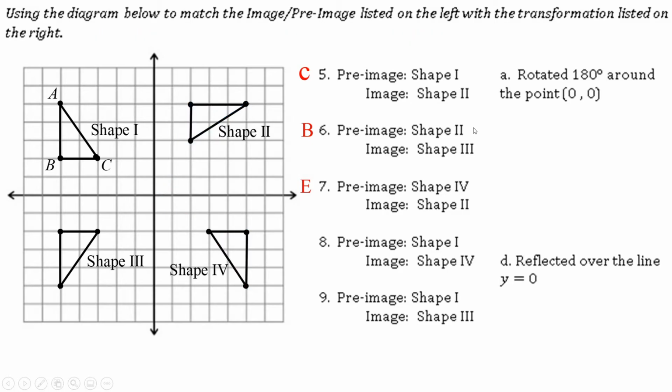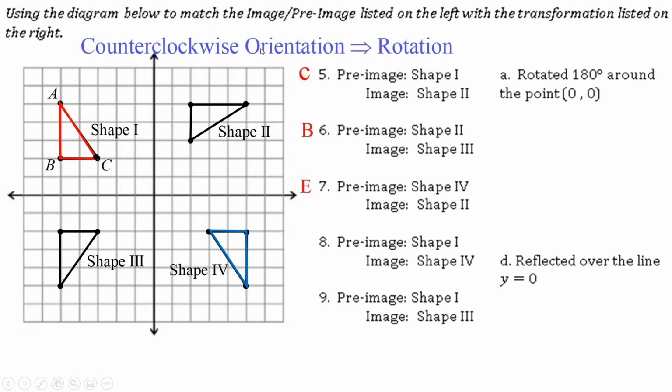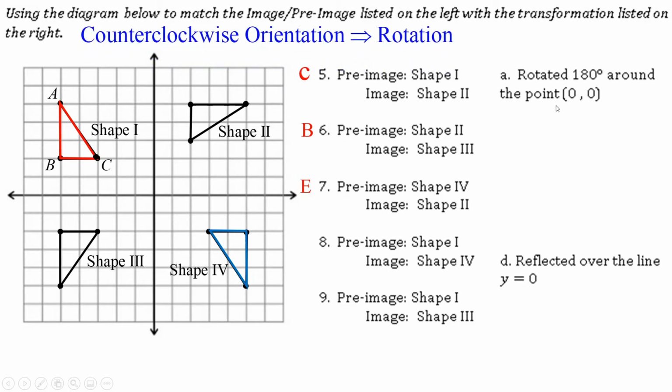Awesome. All right, now 2 more to go. Number 8, the pre-image is shape 1, and the image is shape 4. Okay, let's think about the orientation stuff. A, B, C, counterclockwise. A, B, C, counterclockwise. So they're both counterclockwise, so we have a rotation again. Now there's only one rotation left, so I'm thinking the answer is A, but let's prove it.